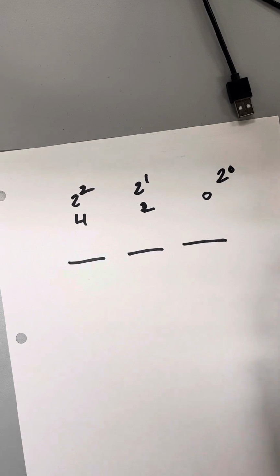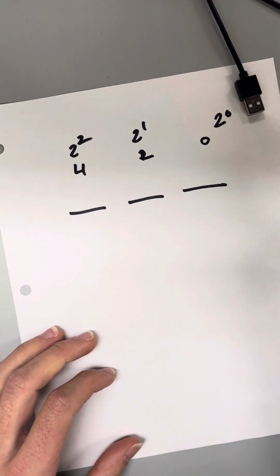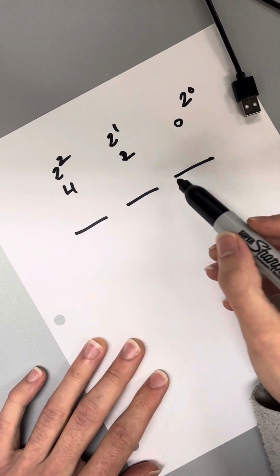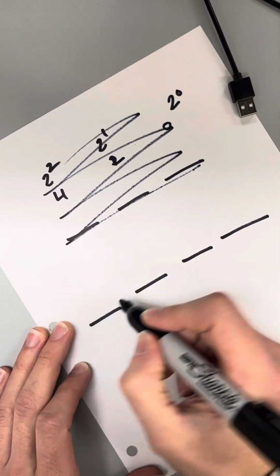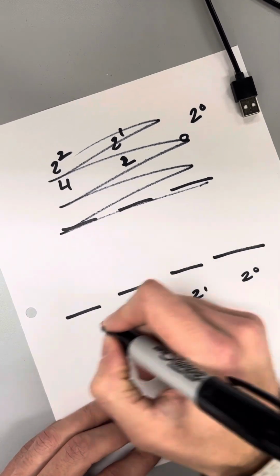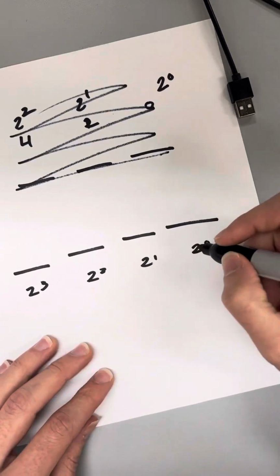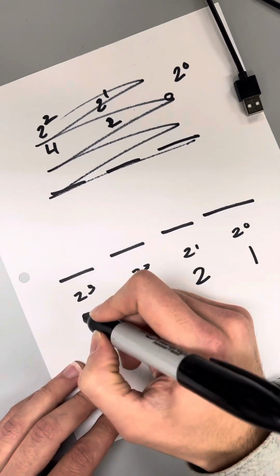So for example, how could I in binary, actually, I'm gonna add one more. This is 2 to the 0, 2 to the 1, 2 to the 2, 2 to the 3. So this is my 1's place, my 2's place, my 4's place, and my 8's place.